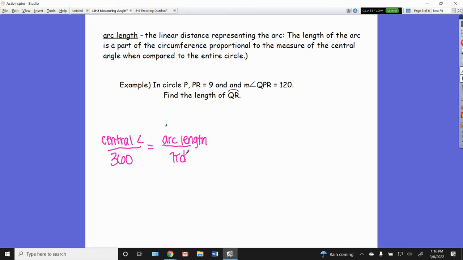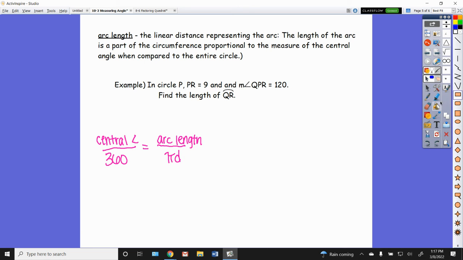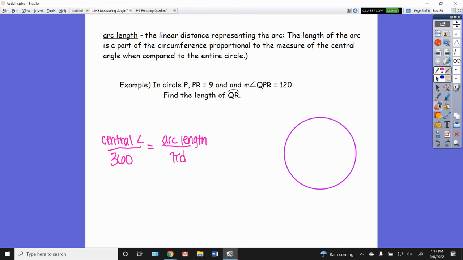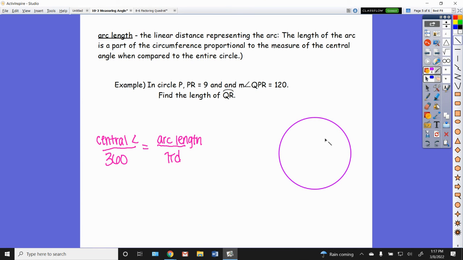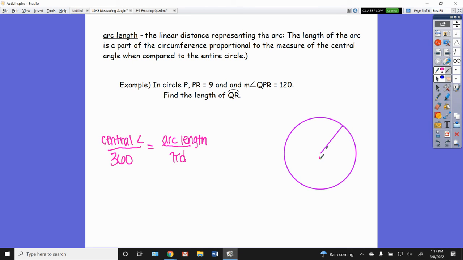All right, so, guys, it says in circle P, PR is 9. So we're going to draw circle P. So here's circle P. It tells me PR. So this is P, this is R, and I'm going to label it 9.